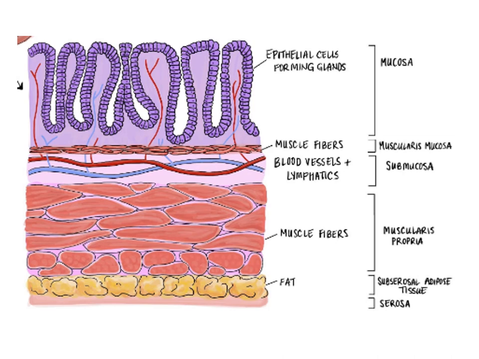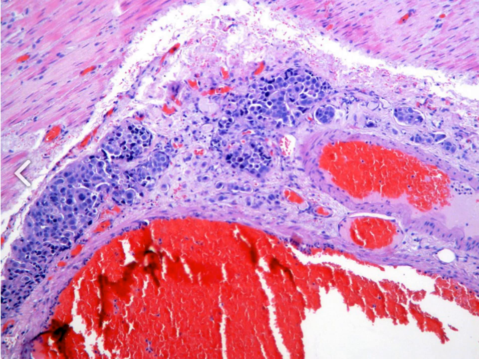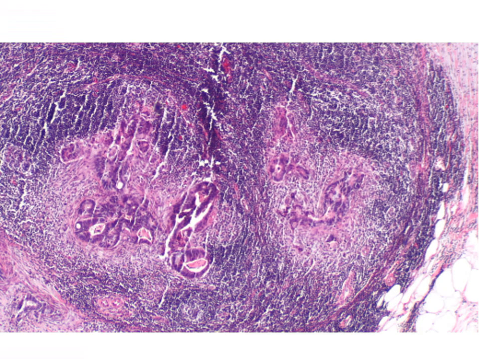Usually the normal colon consists of mucosa, submucosa, muscularis propria, and serosa. When the tumor arises, it infiltrates all the layers depending upon the stage of the tumor. Here you can see infiltration of the muscularis propria by the tumor. And here is a lymph node showing tumor glands, so there is lymph node metastasis.